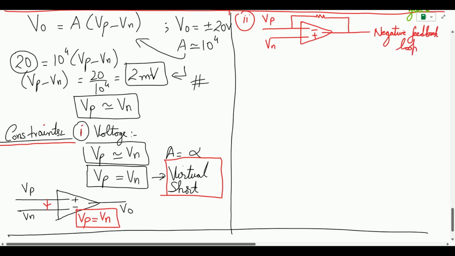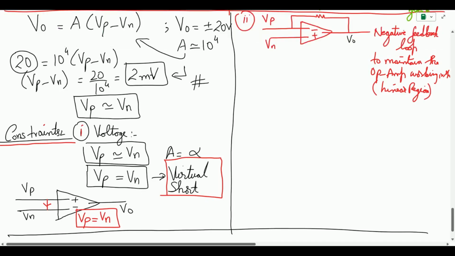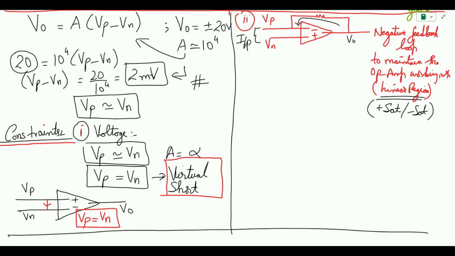The negative feedback loop is there to maintain the op amp working in the linear region. If we don't provide this negative feedback loop, meaning this path, where from the output you are again feeding the value back towards the input, this is known as the negative feedback loop. If there is no negative feedback loop, there is a chance that our operational amplifier may enter the positive or the negative saturation region, as we saw in the voltage transfer curve. So this is another thing that we want to keep when working with the ideal amplifier.